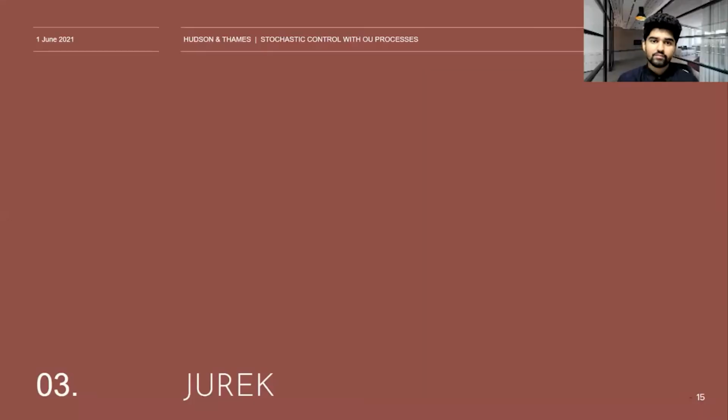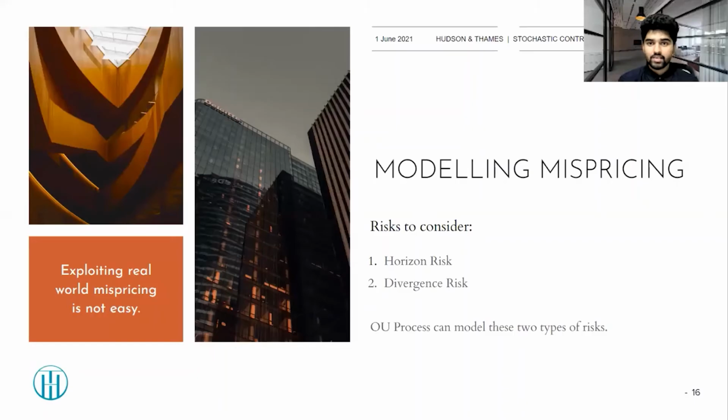Okay, so that's pretty much it for the Mojo model. Now let's look at the UDEC model, which has some pretty interesting results. So firstly, let me talk about some intuition behind why we use an OU process to model the mispricing between the two assets. So exploiting real-world mispricings requires us to think about a combination of both the horizon risk and the divergence risk. So what do I mean by this?